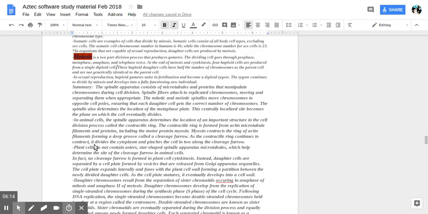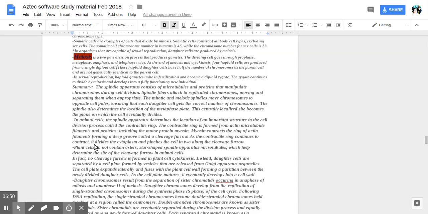The spindle fibers attach to replicated chromosomes, moving and separating them when appropriate. The mitotic and meiotic spindles move chromosomes to opposite cell poles, ensuring that each daughter cell gets the correct number of chromosomes. The spindle also determines the location of the metaphase plate. The centrally localized site becomes the plane on which the cell eventually divides. In animal cells, the spindle apparatus determines the location of an important structure called the contractile ring.